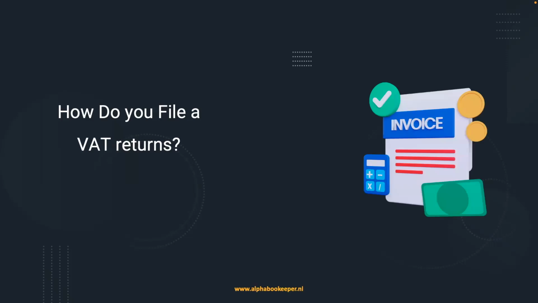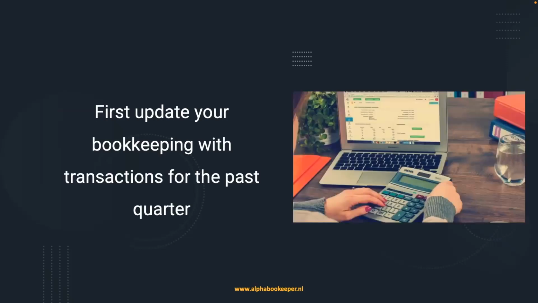Now, how do we make VAT returns proper? The first thing you do is update your bookkeeping with the transactions for the last quarter. Right now, it is July. So if we are making VAT returns for July, we have to make sure that our bookkeeping for April, May, and June is in order and we complete it.